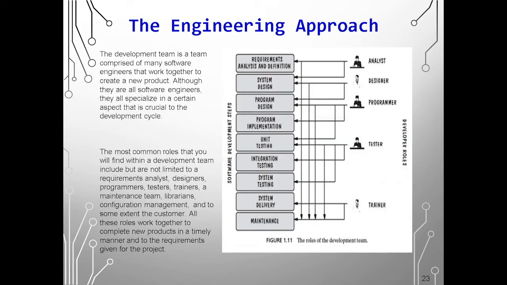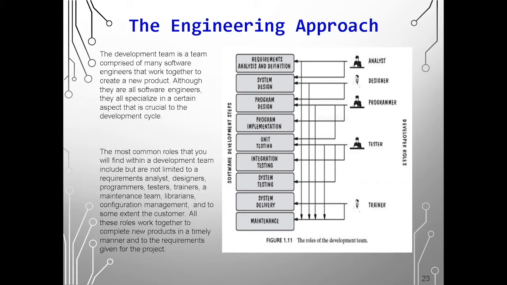Behind every software project, there's a software development team. That is a team comprised of software engineers that work together to create a new product. And although they might all be software engineers, they might not all be well versed in every role, or they might be very good in every role. And depending on the size of the project, you might have multiple people that fill one role, or you might even have one person that fills every role.